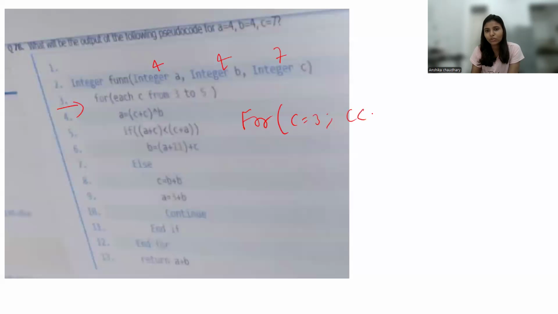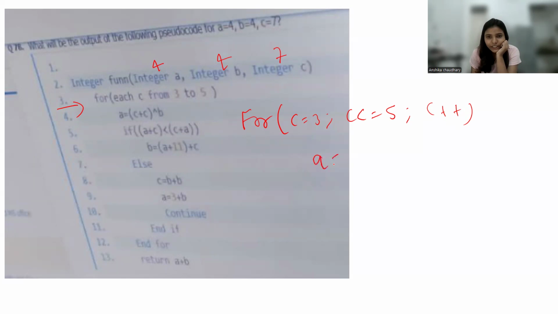The next question: initially A value is 4, B value is 4 and C value is 7, right? And there is a function and it is saying that I'm taking integer A, integer B and integer C. So first of all 4 will pass at the place of A, then at the place of B 4 will pass, then at the place of C 7 will pass. Right now there is a for loop. The for loop will start from 3 and 5 is inclusive. So we will take less than or equal to 5 and every time C++, that means it will be incremented by 1 every time.